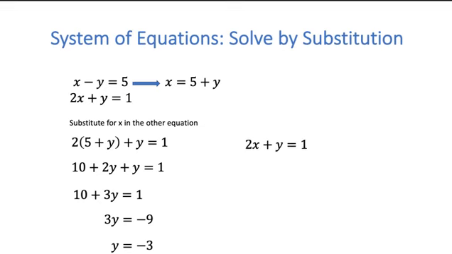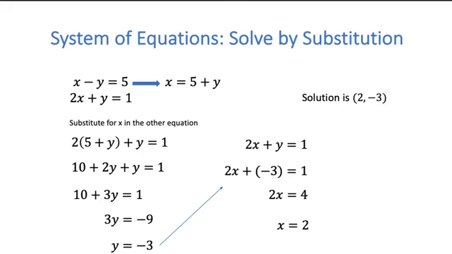Now you're going to have to go back and substitute that into the other equation. So I'm going to substitute -3, and I get 2x plus -3 equals 1. Solving for x, I get x is equal to 2. Remember, we already knew that was the solution. We saw it on the graph.